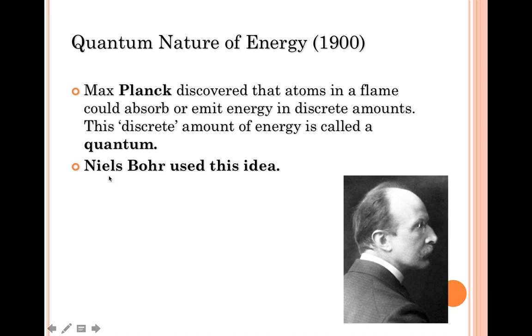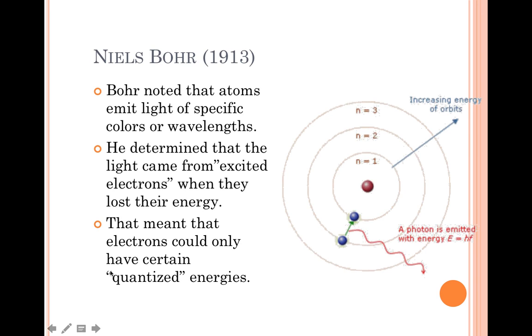And so a man named Niels Bohr used this idea to have a more sophisticated version of the atom. So Niels Bohr in 1913, shortly after Rutherford had proposed this nuclear model, said, wait, there's some experimental data that seems to indicate what the electrons are doing. He said that atoms emit light of specific wavelengths or colors when they are excited in a flame, like Planck said. He determined that the light came from excited electrons when they lost their energy. And that meant that electrons could only have certain quantized energy amounts.